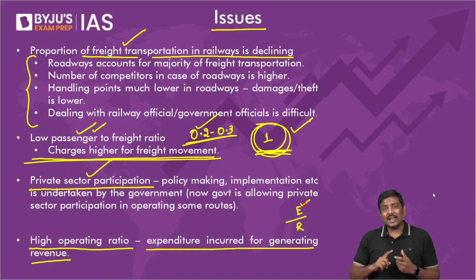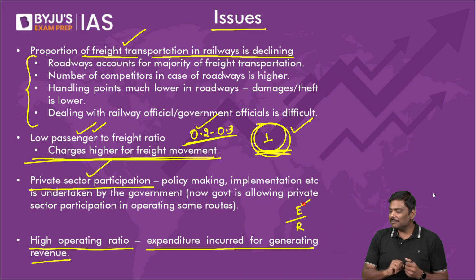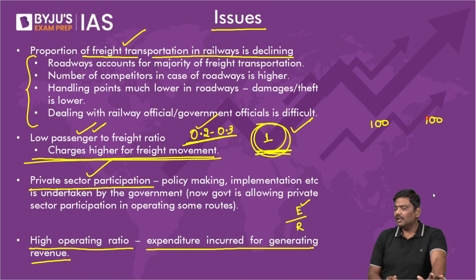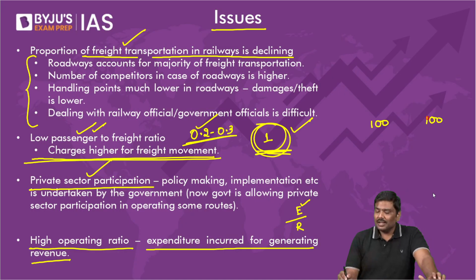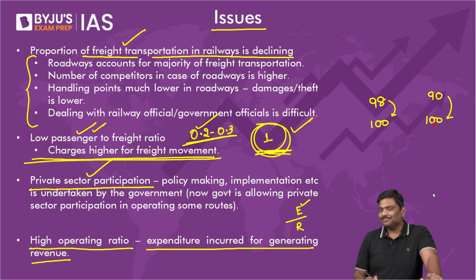Some of you are saying, sir, I would prefer a high operating ratio. What does it mean? Let me give a very simple example. Imagine you are generating revenue of 100 rupees. In two cases, you are generating the same amount of revenue, 100 rupees. Would you want to spend 98 rupees to generate 100 rupees, or would you want to spend 90 rupees to generate 100 rupees? Think of it.